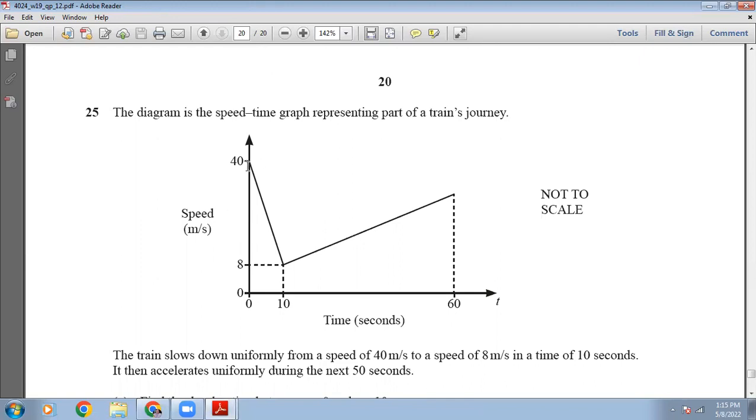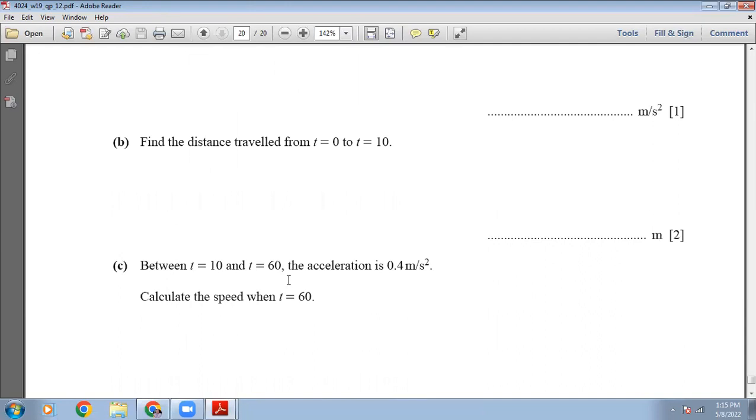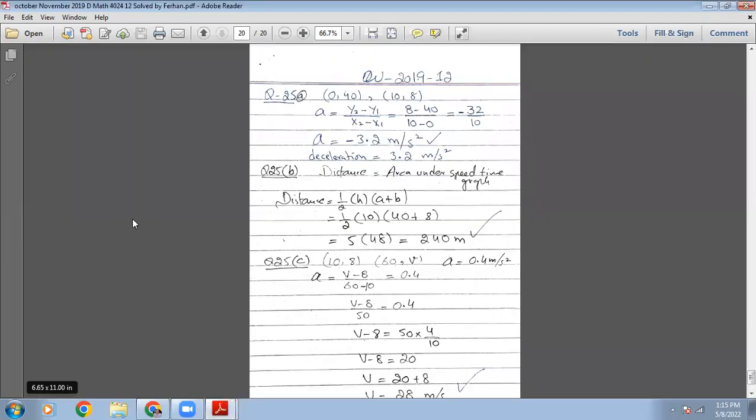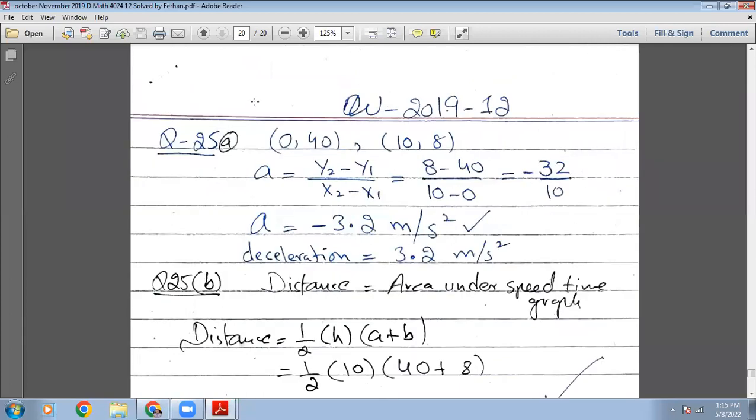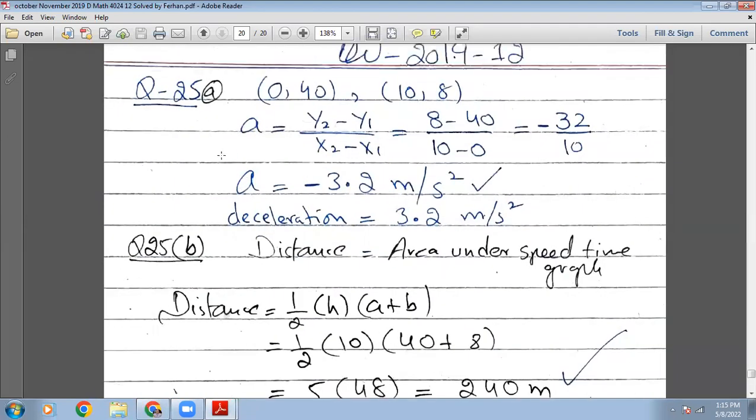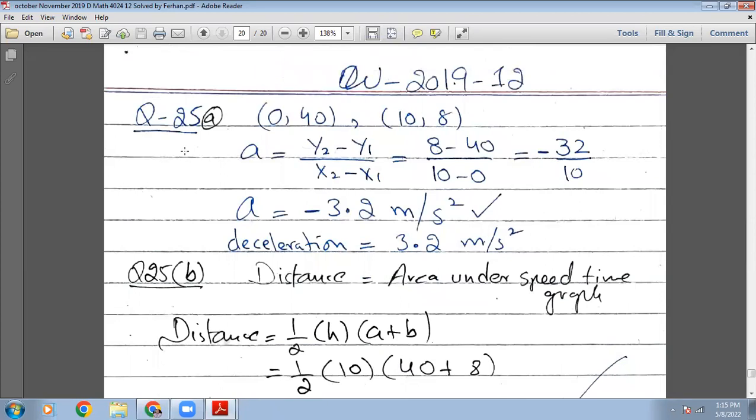I will take 2 points on this line, (0, 40) and (10, 8), and apply the formula of the gradient, y2 minus y1 divided by x2 minus x1. That will give me the slope or the gradient of this line, which equals the deceleration. So A equals y2 minus y1 divided by x2 minus x1. It will be 8 minus 40 divided by 10 minus 0, which equals minus 32 divided by 10, so minus 3.2. So the acceleration value is minus 3.2 meter per second square. But because you use the word deceleration, we are not putting the negative sign with it. So it is 3.2 meter per second square deceleration.